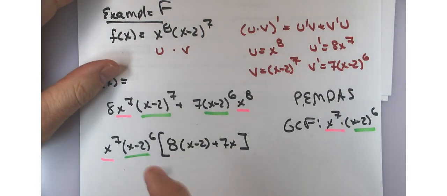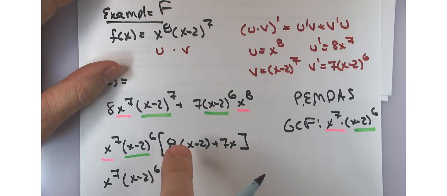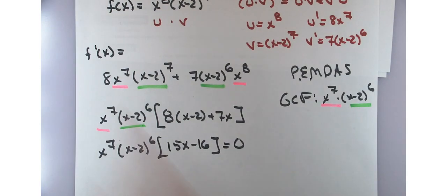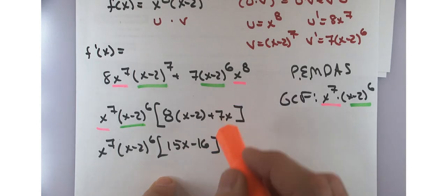Let's keep going. x to the 7th, x minus 2 to the 6th. If I distribute this, what would I get? 8x minus 16. And 8x plus 7x is going to give me 15x minus 16. I want to know where that's equal to 0. Now that it's nice and neatly factored like this, this part of it isn't so bad. One last go at this. Are you okay with this factorization? And this is just something that we just have to do.